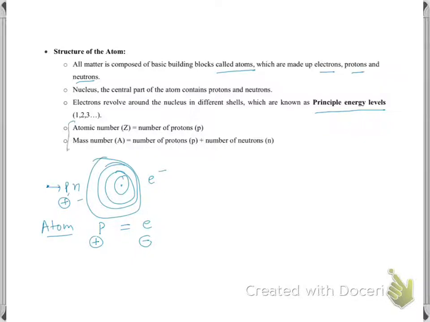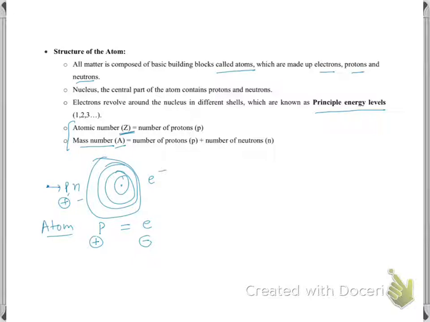These two terms, the first one is the atomic number. Atomic number is denoted by the letter Z, and it is the number of protons. Mass number is denoted by the letter A, and it is the number of protons plus the number of neutrons.